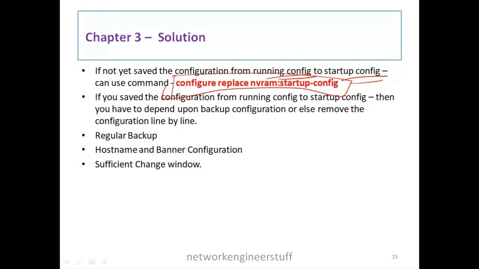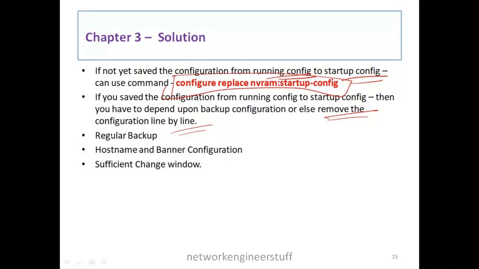Please note down this command, guys. And if I save the configuration, then you have to remove this configuration line by line. That is one thing which we already discussed. Or there should be some backup configuration taken in the past which can be used to restore the router.